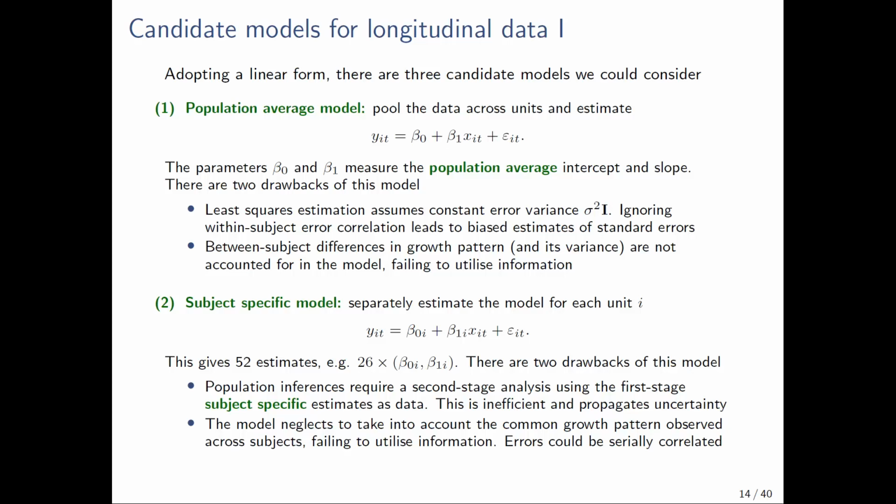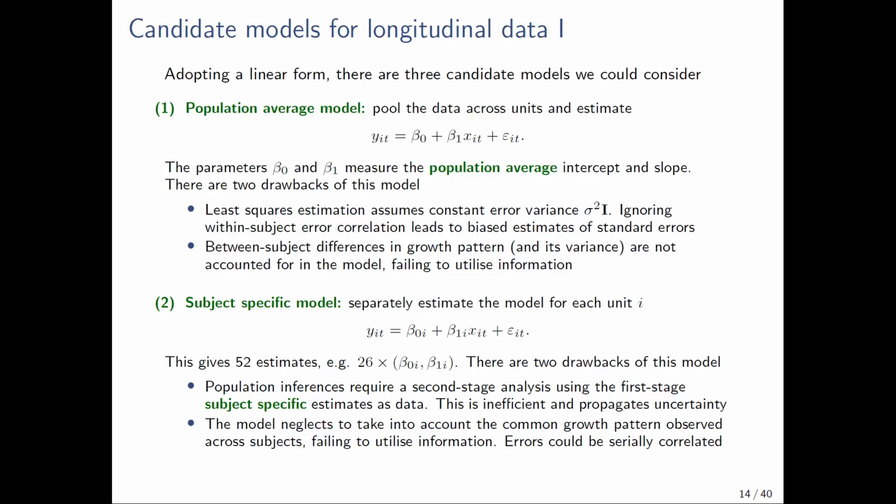Second, we could estimate between subject differences in growth patterns, so we estimate a subject-specific model. We estimate the model for each unit, and that would give us 52 estimates, 26 times the intercept and the slope parameters. But again, there are two drawbacks.